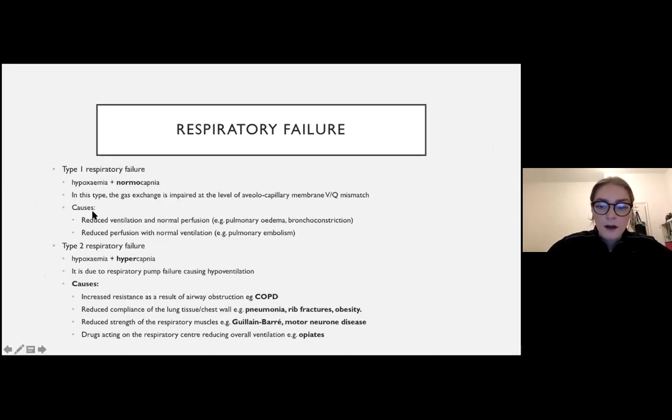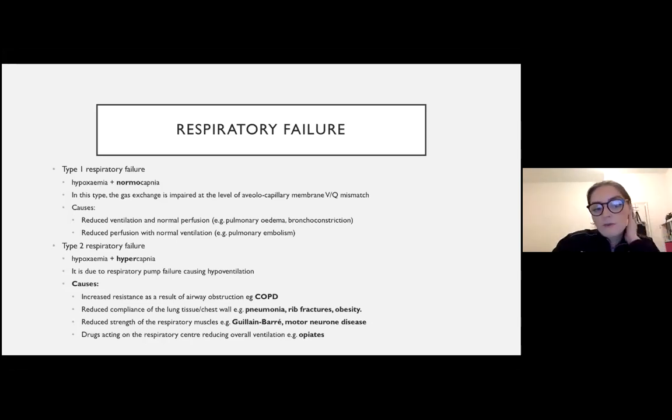With relation to that, I'm just going to touch on respiratory failure. There are 2 types. In the first one, the oxygen is low, so you've got hypoxia, but your CO2 levels are normal, so hypoxia and normocapnia. That is due to a VQ mismatch, where the ventilation and the perfusion don't match. The causes could be reduced ventilation with normal perfusion, because there's edema, or bronchoconstriction with asthma, stopping the air from getting to the alveoli. So you're not able to get oxygen in, but because CO2 can still come out, you keep that normocapnia.